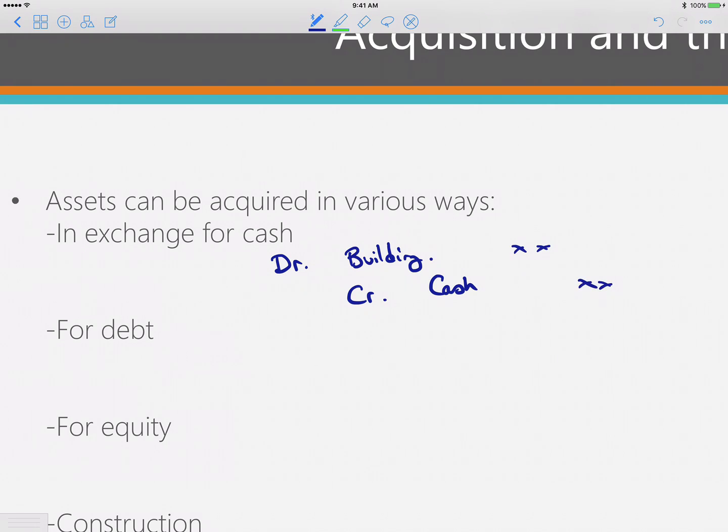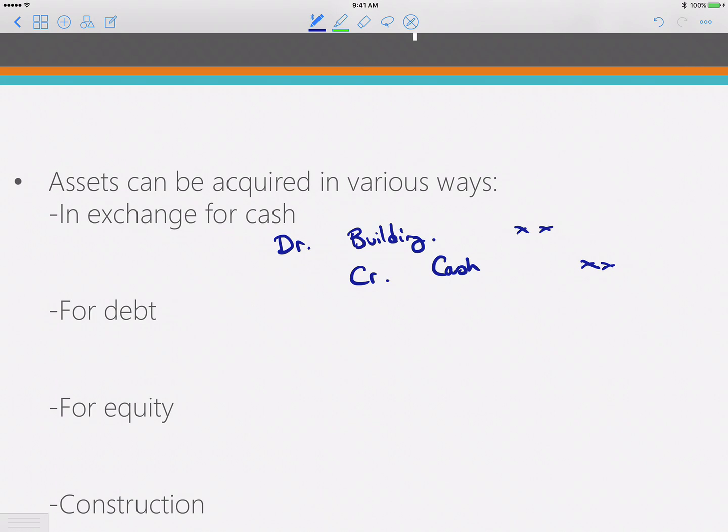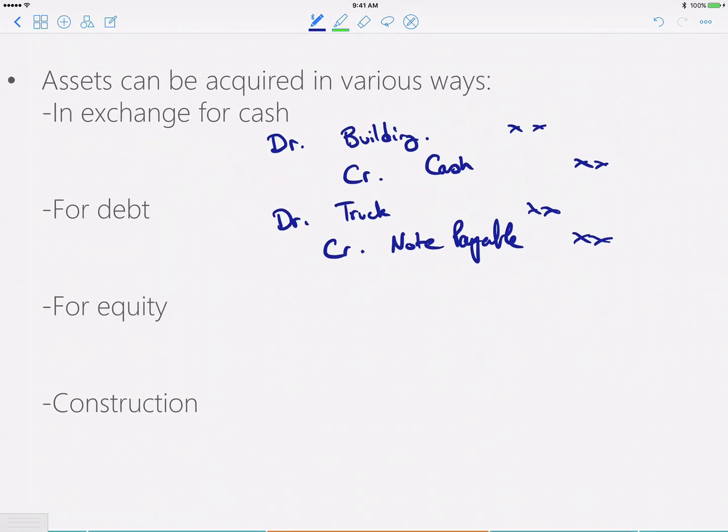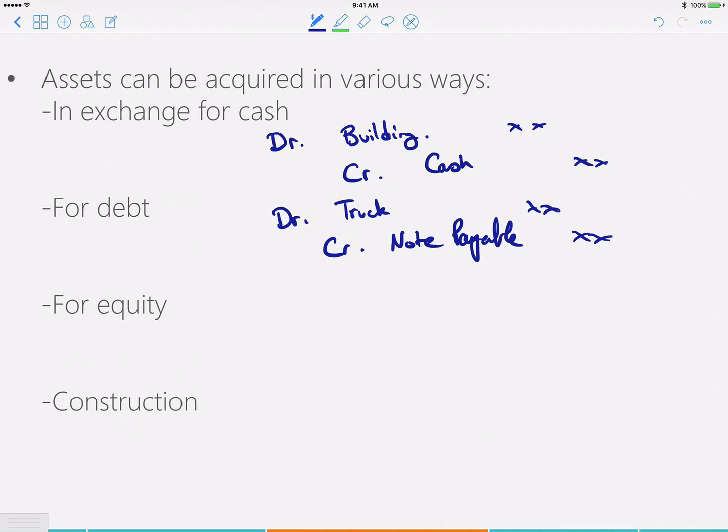An asset can also be acquired for debt. For example, if you were to get a truck but not pay for it all at once, you might have a payment plan for it. You would debit the truck and credit a note payable, and you would pay this off over time. It can also be acquired through equity.